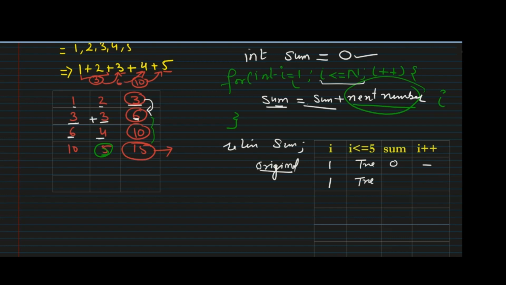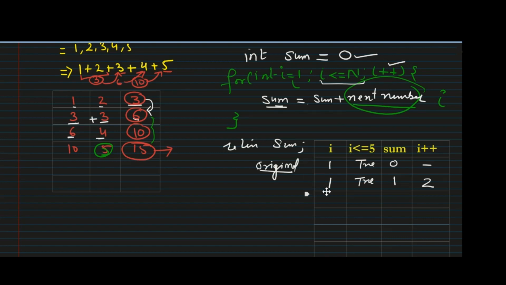So what's our business logic? Firstly, the sum is 0. Sum plus next number. What is our next number? Since we are starting with I, the next number is I. Sum plus I is 1. It will give us 1. And the iteration will go to 2, and this loop will keep incrementing.